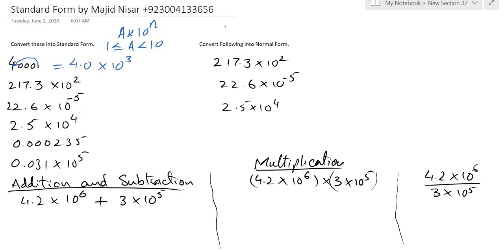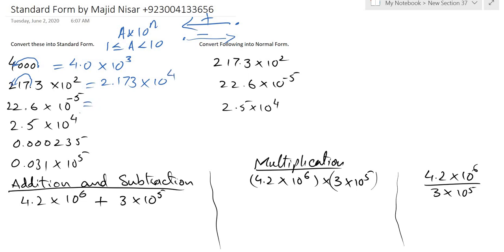Keep this in mind. When the point is moving towards the left side, the power will increase, add or plus. When the point is moving towards the right side, the power will subtract, minus or decrease. Okay, now the point is here. We have to put the point after the first non-zero digit. Here the first non-zero digit is 2, so it will be 2.173, and because the point is moving 2 digits left, we have to add 2 in the power. So 2 plus 2, 4, it will be 10 raised to power 4.